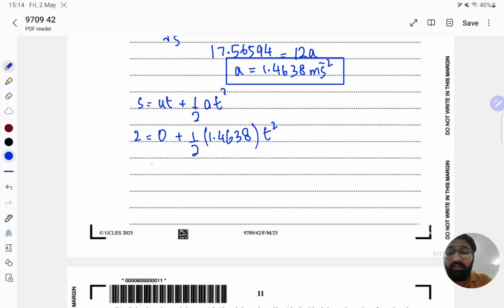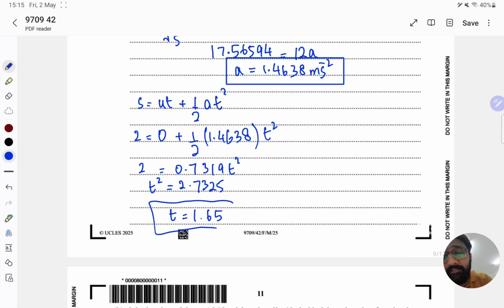So it will be 2 equals 0.7319 t square. So 2 divided by this will be t square, which will be 2.7325, and the value of time will be 1.65 seconds.